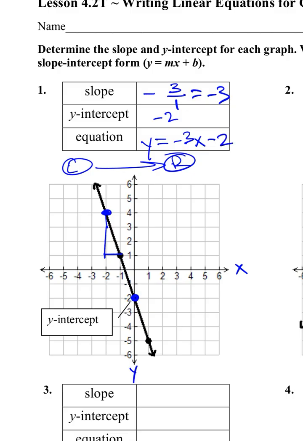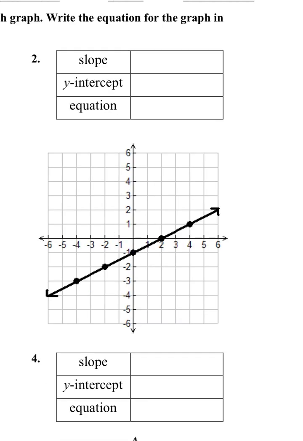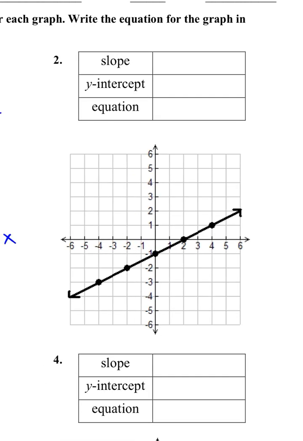All right, pretty easy. Number 2. All right, here we are, number 2. Move this over just a touch. Okay, so my slope. So again, in this case, I'm going to read from left to right. Am I going up the mountain or down the mountain? In this case, I'm going up the mountain, so my slope is going to be positive. So pick the first point.